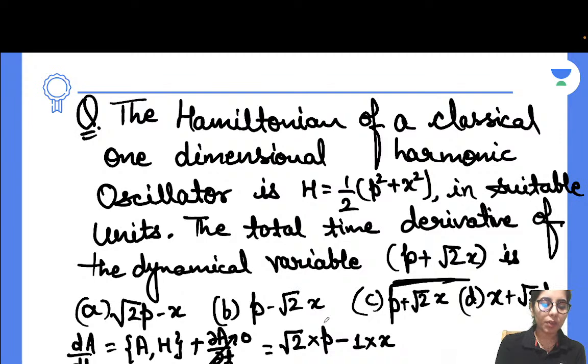Now you can see, anytime you have to find the total time derivative of any variable, what steps you have to follow and how it's going to give you the right answer. If there is still any doubt, you can just ask in the comments. We'll talk about that. Otherwise, I'm going to write the next question, guys.